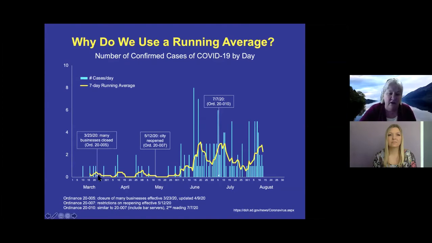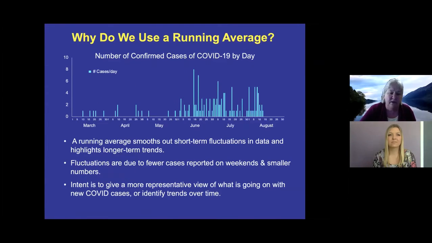And this yellow line is what we call a 7-day running average. And I'd like to explain why we use running averages. The running average smooths out those short-term fluctuations, the ups and downs that you see in the data. And it's good for giving you a better idea of long-term trends. If we didn't have that 7-day running average, the data would look like this. And it would be hard to actually visualize what's going on over time. I mean, you see these ups and downs, but you don't know what's actually going on.